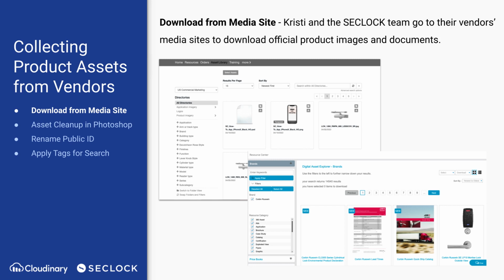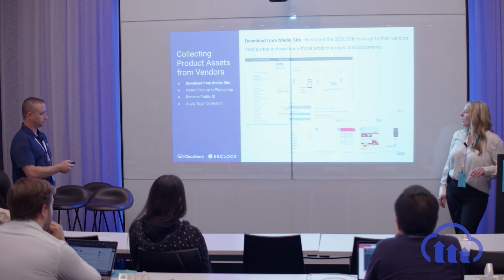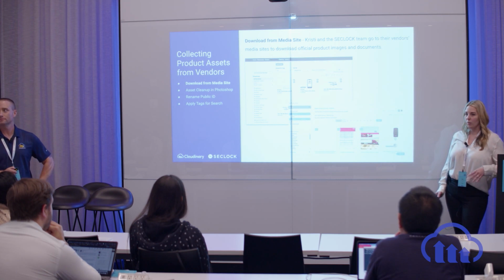So I usually have to go to an assortment of media sites. It's not ideal, but we don't carry every product. So we're not having the vendors upload directly into our DAM because they would just upload everything and we don't carry everything. So I'll go select, so here's a couple of examples of the media sites that I have to go to, find the products, download those.